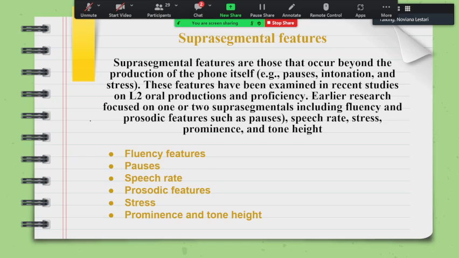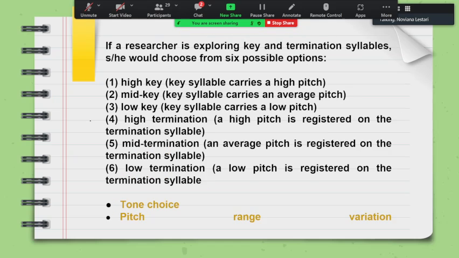Let's go to the next slide, please. If a researcher is exploring key and termination syllables, he would choose from six possible options. The first is high key: the key syllable carries a high pitch. Mid key: the key syllable carries an average pitch. Low key: the key syllable carries a low pitch.